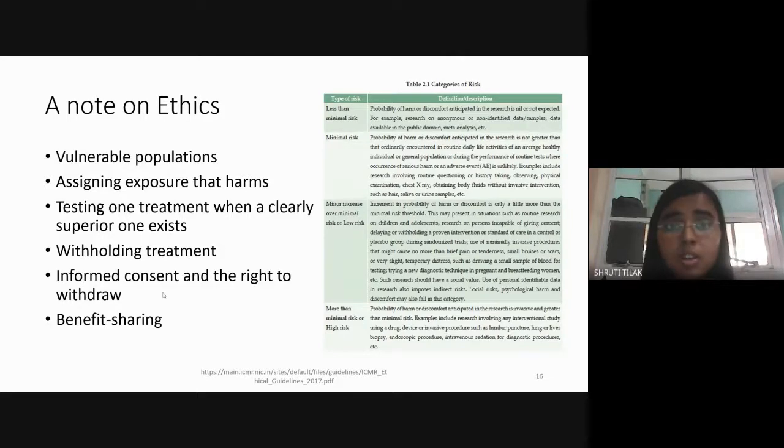And again, like I said, you can't really test one treatment when a clearly superior one exists. You can't test a 1 millimeter of Hg efficacy antihypertensive drug when losartan exists, right? You can't do that. It's an ethical dilemma, and these are some of the ethical questions that I wanted to highlight.